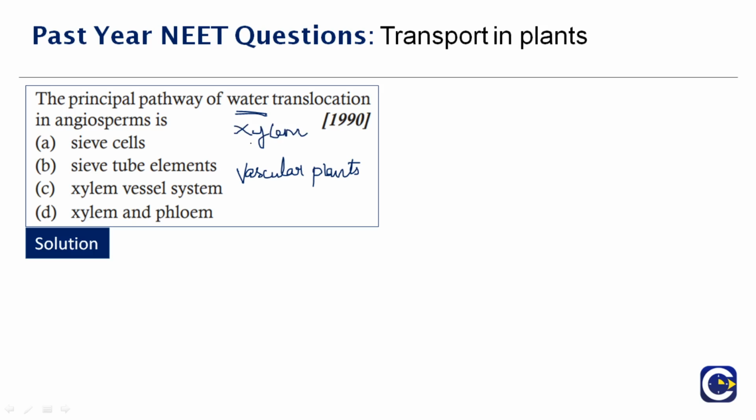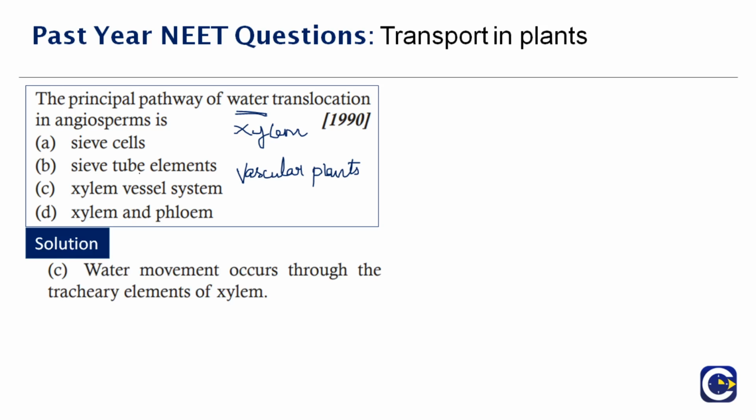So whenever you get questions like this, identify the question first. You will have certain keywords where you will have a hint, so that it will be easy for you to answer. Likewise, the hints given in this question are water and angiosperms. Angiosperms are vascular plants, and they have spoken about water translocation. So the correct answer is option C, xylem vessel system. We all know xylem is the one which transports minerals and water. Therefore, the correct answer is option C.